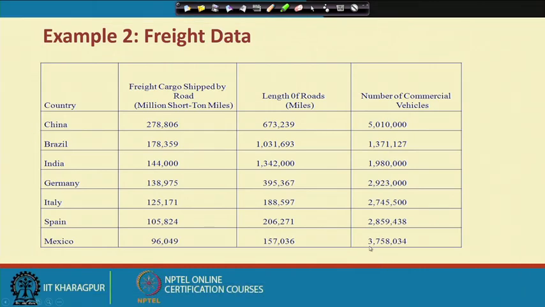Similarly, there is another kind of data. This is again cargo data, reflected by the length of roads and the number of commercial vehicles. We are assuming that the cargo is reflected by the length of roads and the number of commercial vehicles. We expect a positive relationship between the freight cargo and the length of roads and the number of commercial vehicles, right. This is cross-sectional data, because it is country-wise information, and again we have to check whether the variables are statistically significant to predict the cargo or the requirement. Okay.